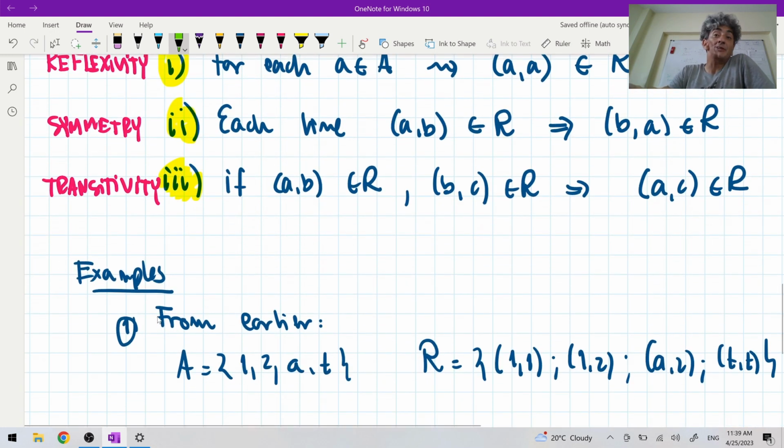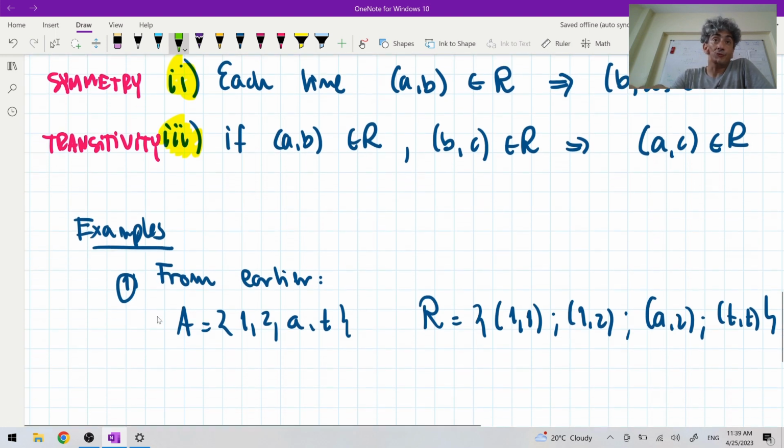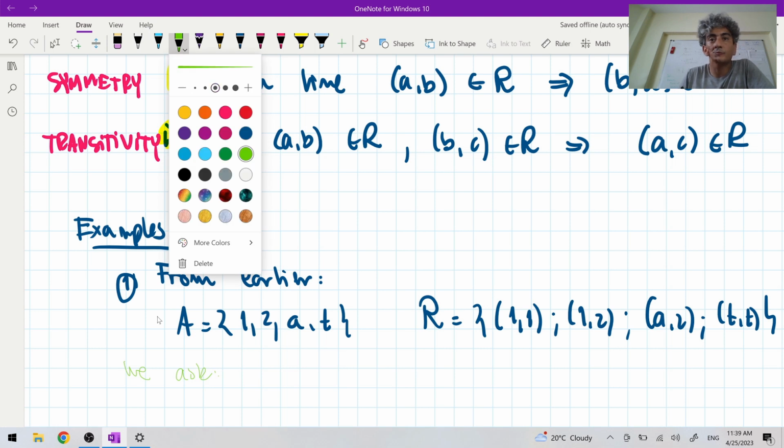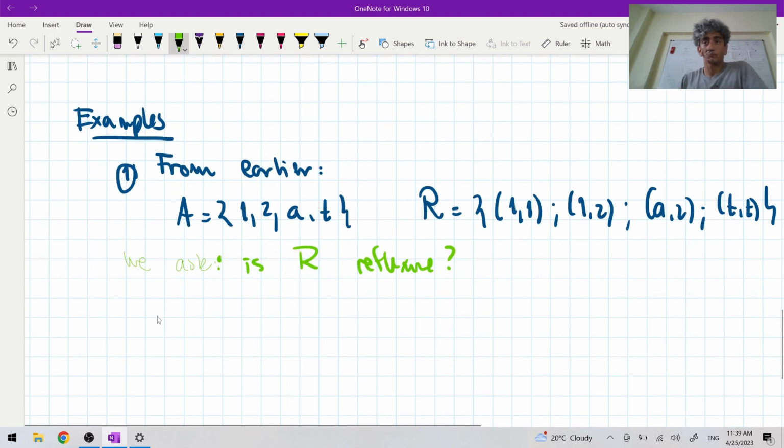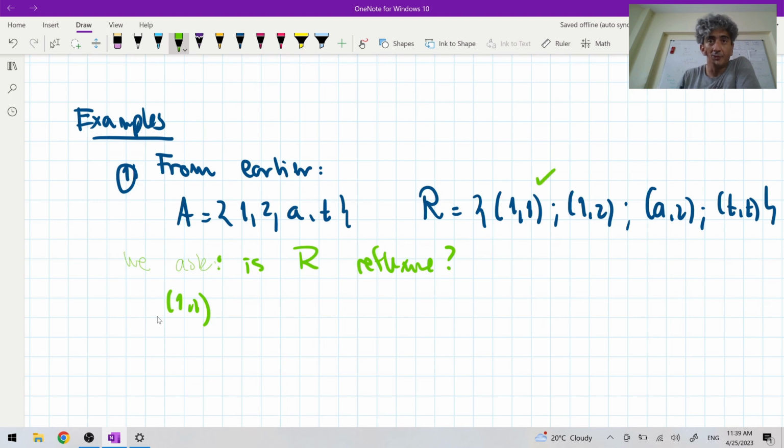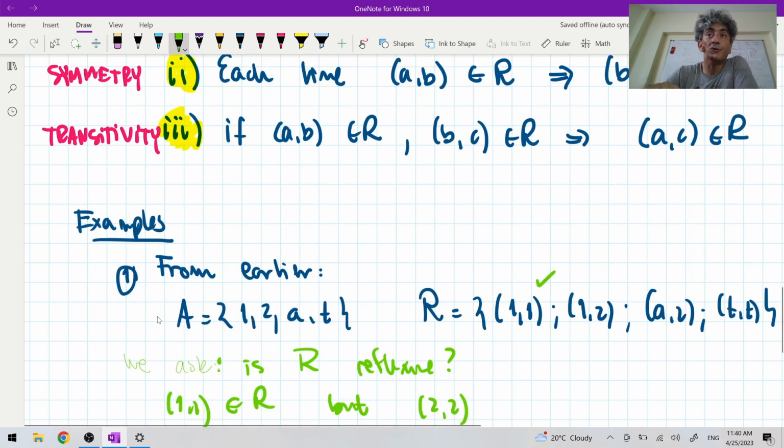Okay, so we need to check if R is reflexive. So that's our first question. We ask, is R reflexive? Well, it contains the pair 1, 1. So that's good. But it doesn't contain the pair 2, 2. It needs to be there in order to be reflexive, right?